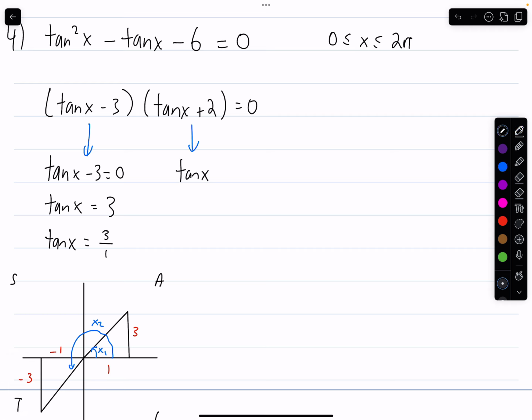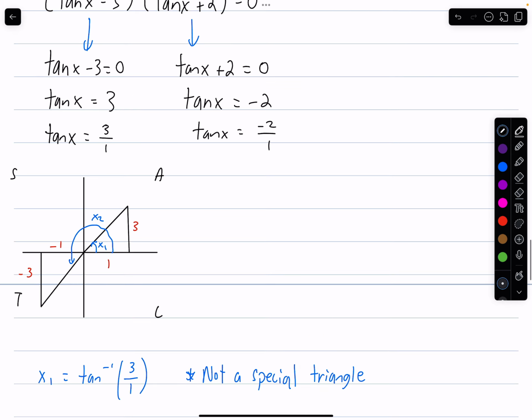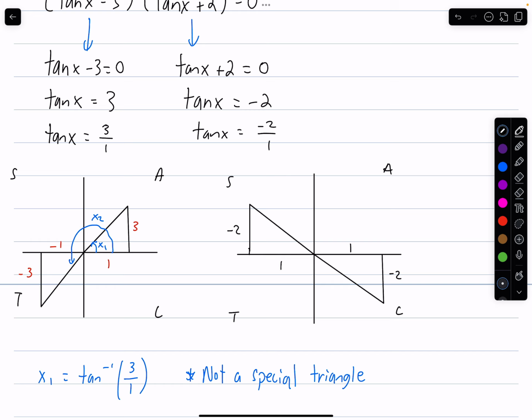Tan x plus 2 equals 0. Tan x equals negative 2. So remember, we're going to rewrite this as tan x equals negative 2 over 1. Now for this one, we have another CAST rule going on. But this time, we know tan is negative. So if tan's negative, it's going to appear in this quadrant, and it's going to appear in this quadrant. So tan is negative 2 over 1, sorry, this is going to be positive 2 over negative 1, and then negative 2 over positive 1.